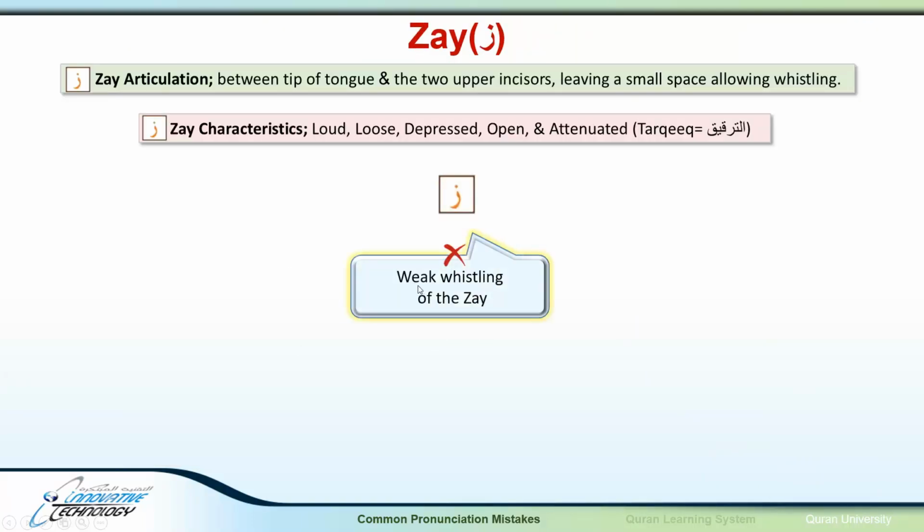The first one is weak whistling of the zay. يزكى. So we shorten the zay and there's no whistling. The right way of pronouncing it is like this: يزكى. So you have to make sure to give the zay its whistle characteristic.